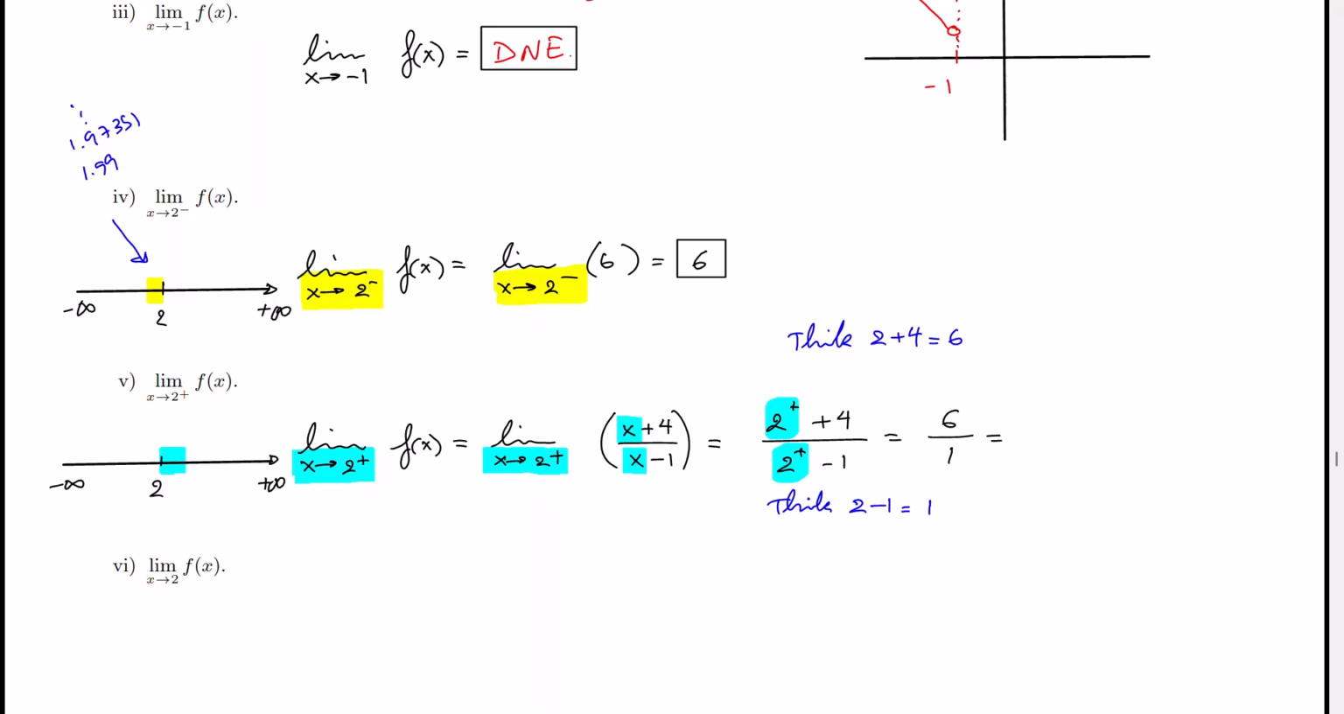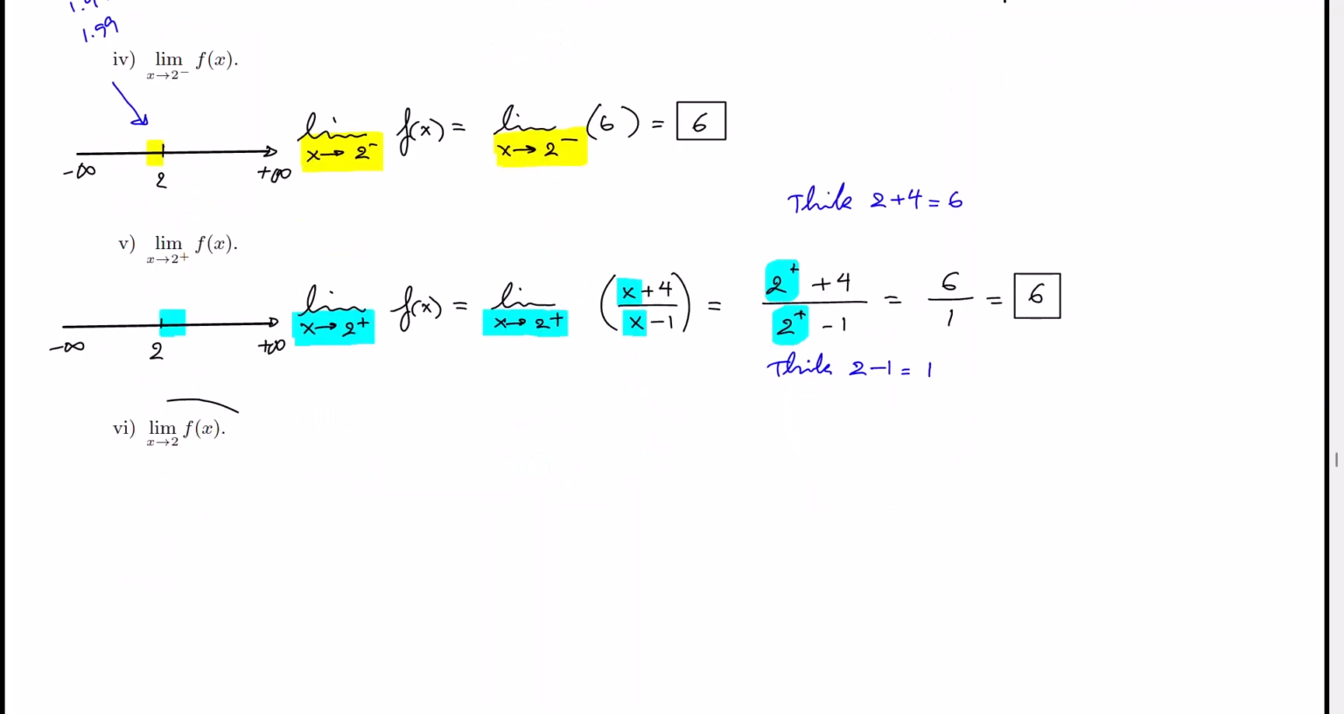I just put 6 divided by 1, and the answer there is simply 6, and that's it for that part. So great, the last part here is to find the limit with x, regardless of direction, approaching 2 of the function f of x. So how do I answer this problem?